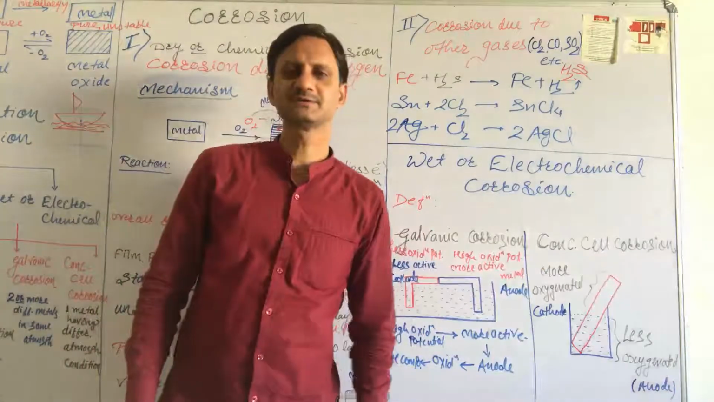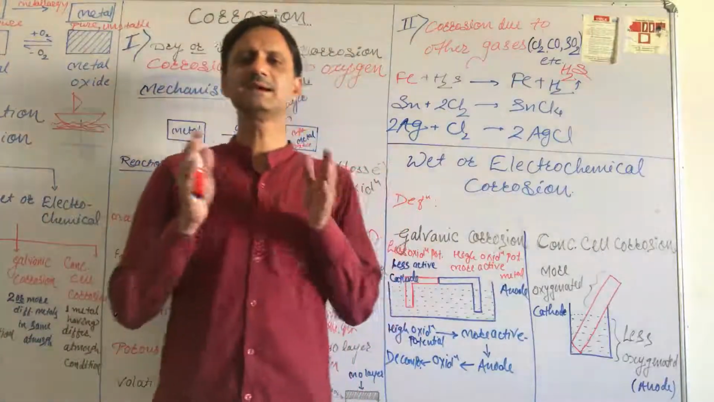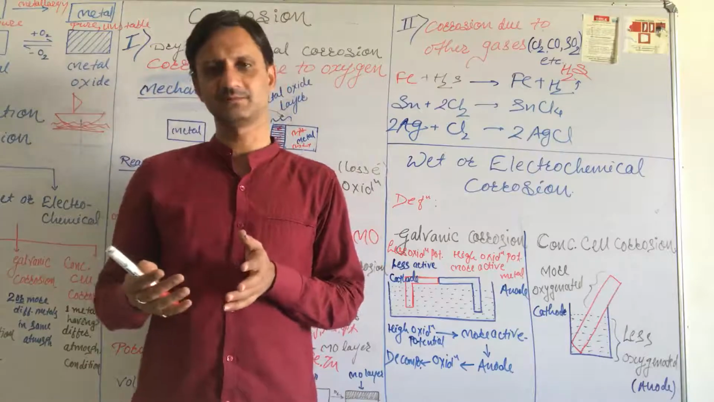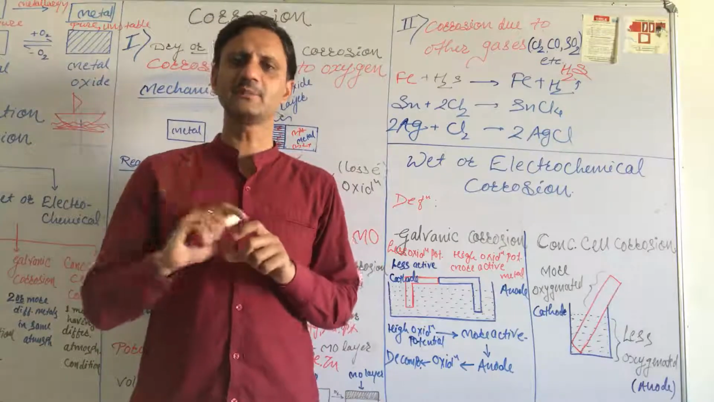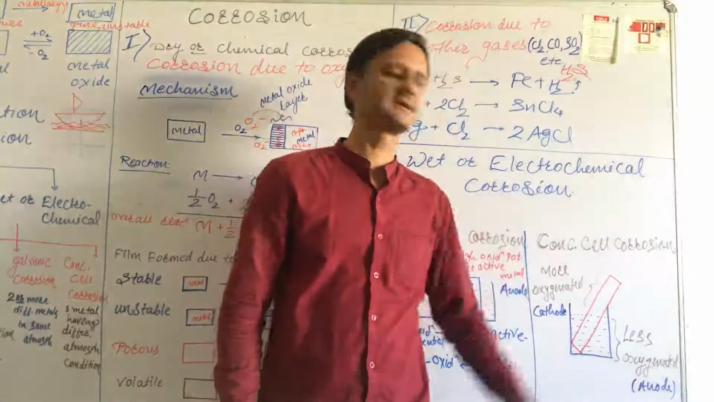Second, it is concentration cell corrosion. So what is concentration cell corrosion? Here a single metal has different atmospheric situations. Meaning here the concentration of atmosphere is different, and that's why it is called concentration cell corrosion.